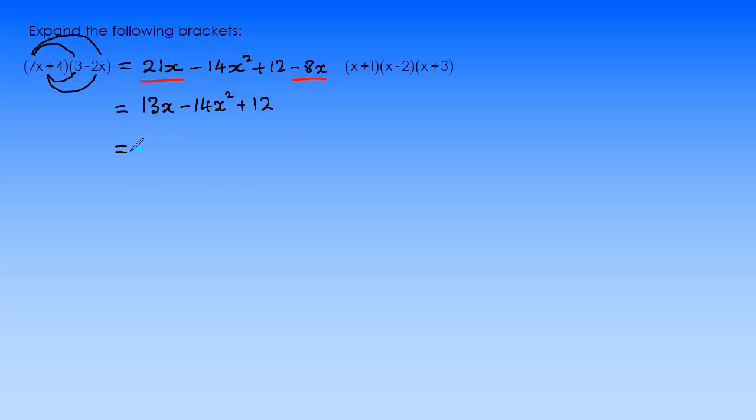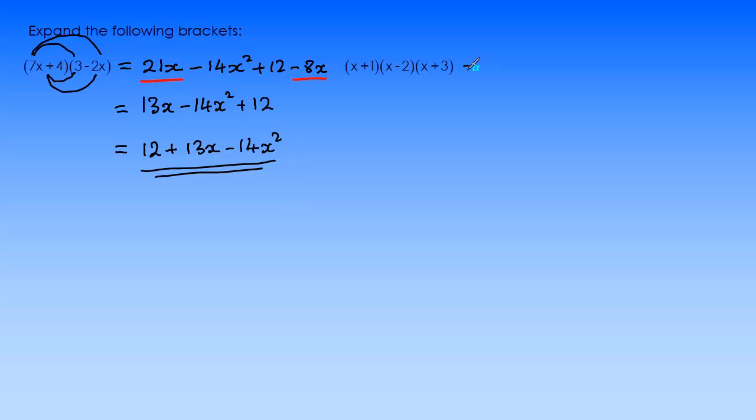Now normally we either give the answer going x squared, x, number, or in this case, since the x squared is negative, I might do number, which is 12, plus 13x minus 14x squared. So in this case we go up in powers of x: x to the 0, x to the 1, x squared, and usually we go x squared, x to the 1, x to the 0, or just the number at the end. But it's nice to have them in order rather than jumbled.